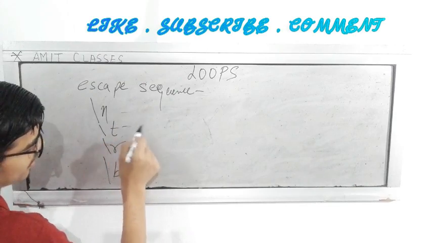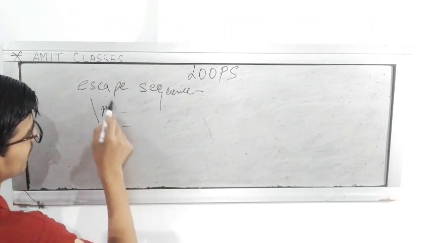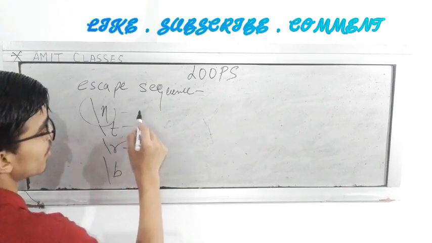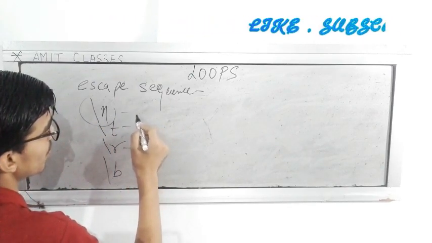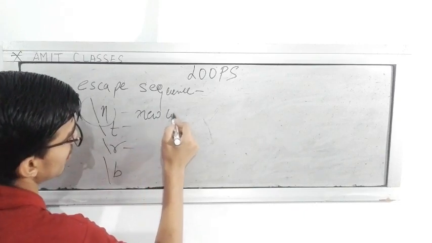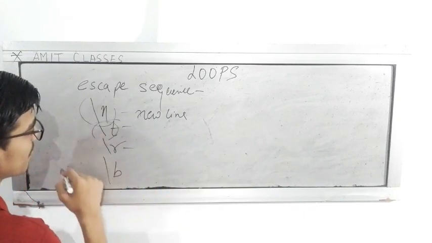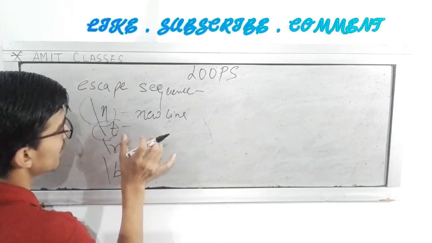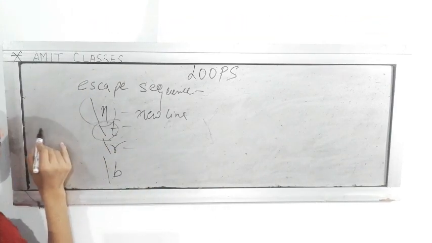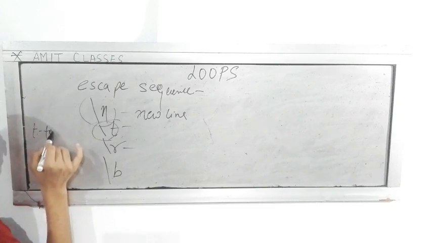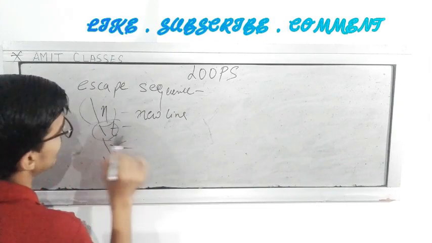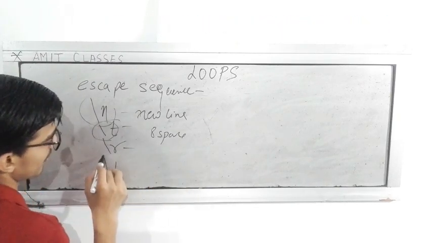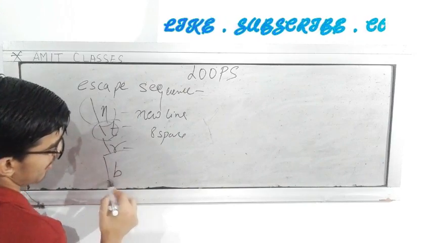Now these are some functions like this. Backslash n has the function to jump to a new line. Backslash t has the function to give space, as t stands for tab, it gives 8 spaces. Then backslash r and backslash b.